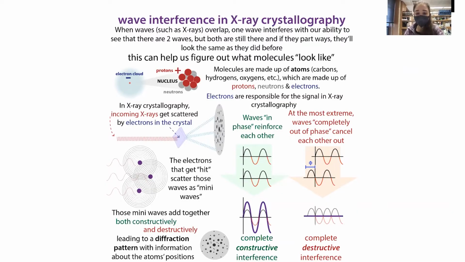So basically we need a source of those waves to have those spacings. And so in X-ray diffraction, what you use is X-rays, which are really energetic light waves. What's going to happen is that the electrons in the atoms are going to interact with those X-rays, and they're going to scatter them. And then it's these scattered waves that are going to interact.